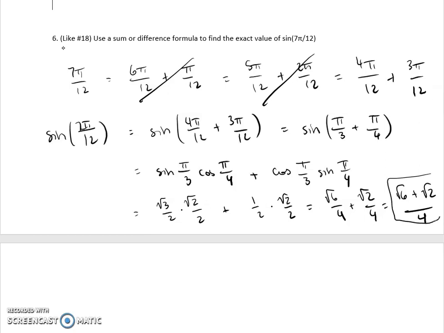And I cannot put square root of 6 and square root of 2 together because they're not like terms. So remember, for radicals, they have to be exactly the same to put them together.